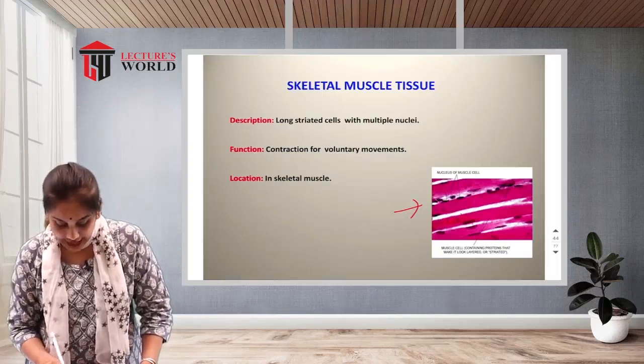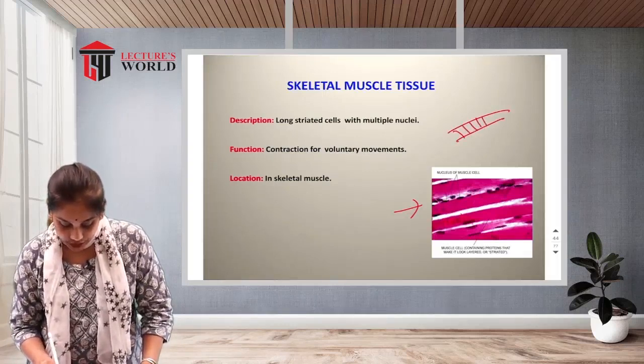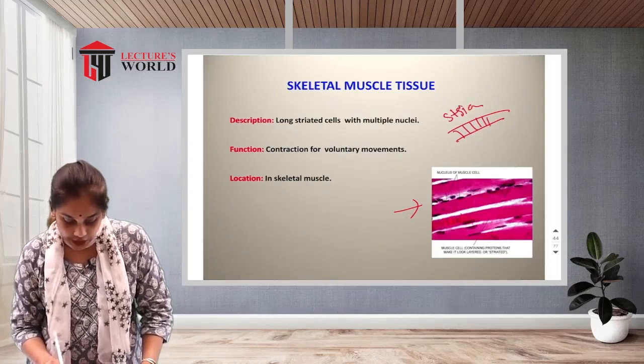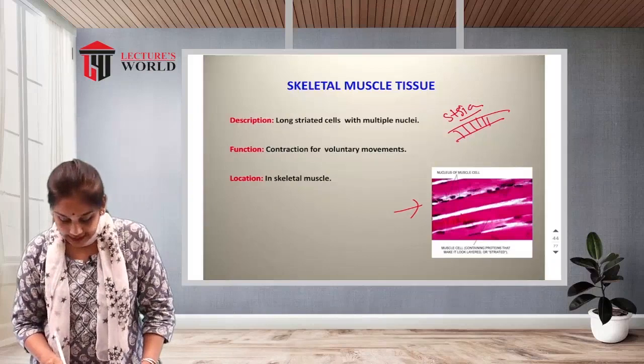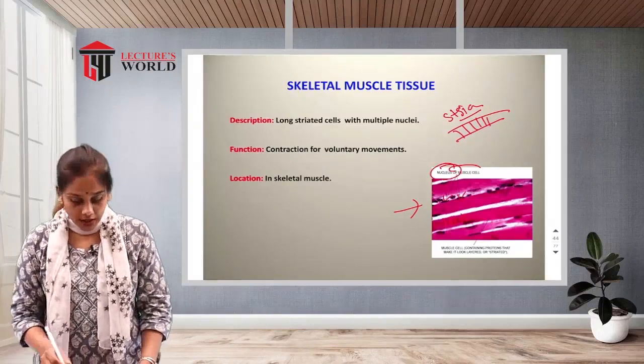What is a stria? See, this is the stria. These are striated cells with multiple nuclei. You can see there is a nucleus, multiple nuclei.